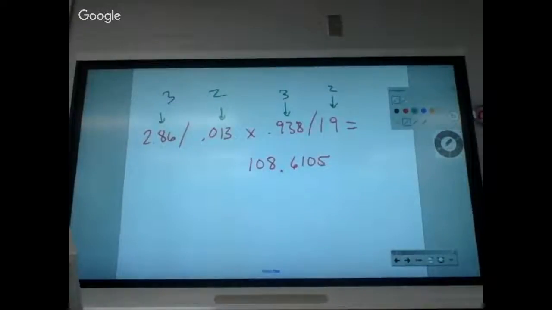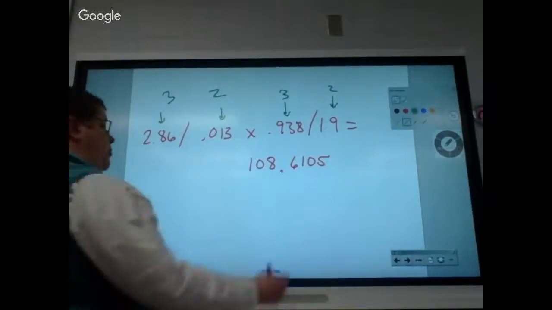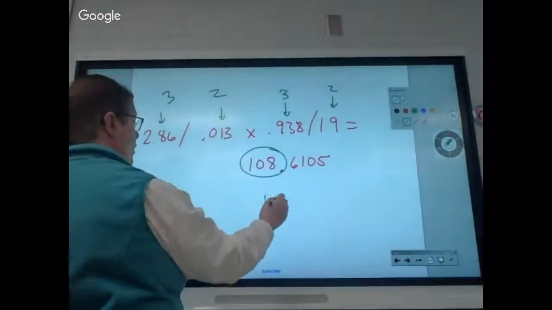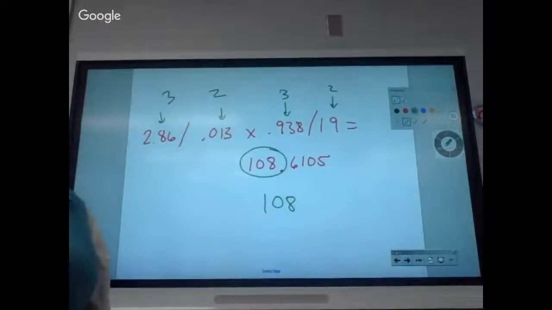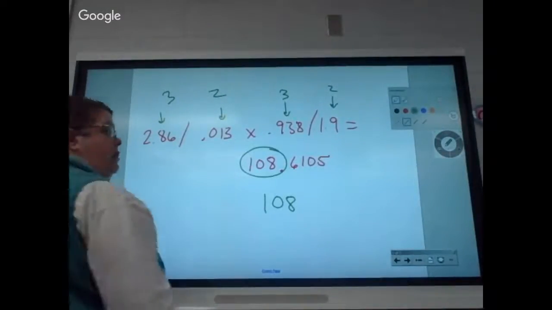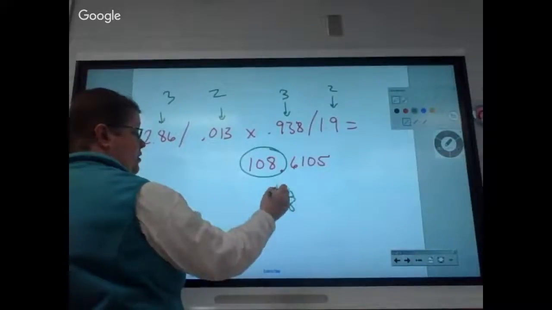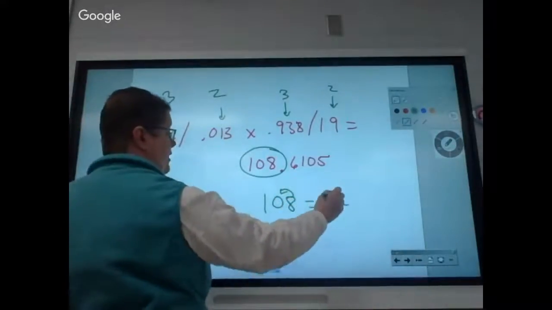When we go to find our answer, most people get here and say, okay, I got 108. 108 has how many significant digits? It has 3. So we need to round it so that it only has 2. The only way you can round 108 to only 2 significant digits is to round it to 110.